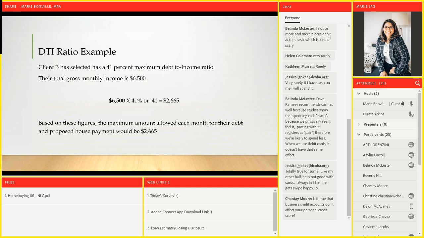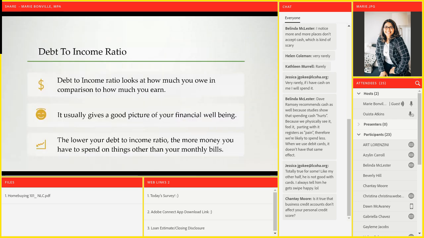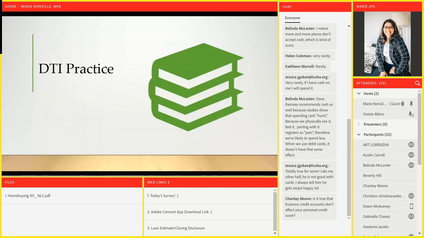The less debt that he has, the more he can afford to spend on his mortgage payment. Debt to income looks at how much money you owe in comparison to how much you earn, and it's really a good financial picture. Go back to that picture model: this is what it looks like right now, and remember, it can always get better. It just can't get worse. The lower your debt to income ratio, the more money you have to spend on other things and the more money you have to save. And that feels good to the banks.